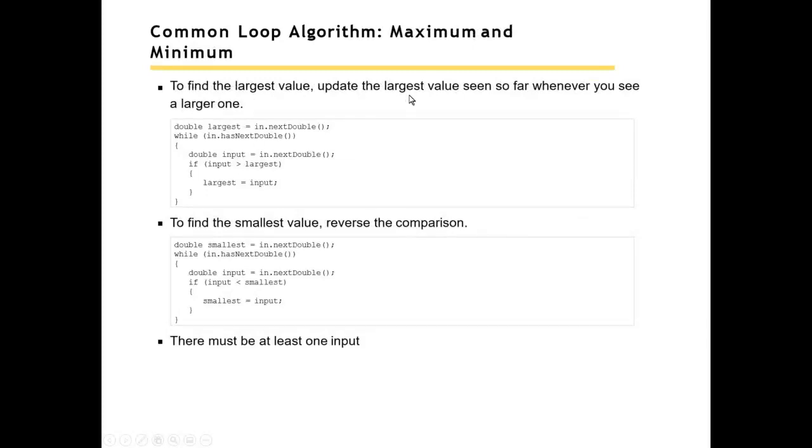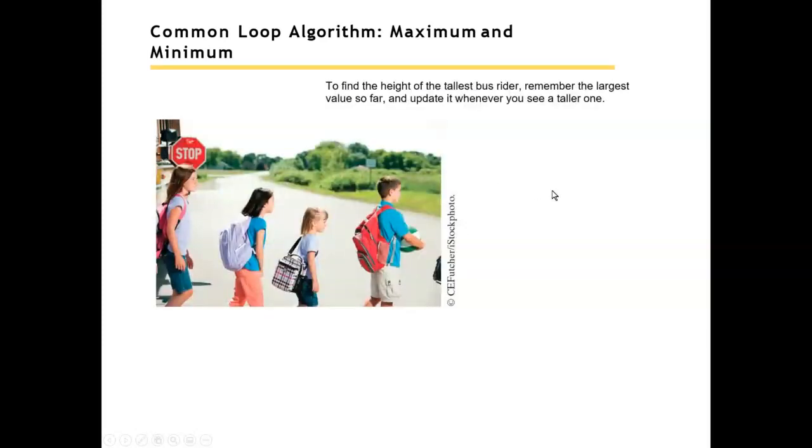To find the largest value, update the largest value seen so far whenever you see a larger one. This one's kind of useful. It basically gives you the idea of a trailing pointer. So you start with the largest value as the first value, and anytime you get a bigger one, you replace it. Similarly with smaller, you do the smaller one. Now this requires there to be at least one input.